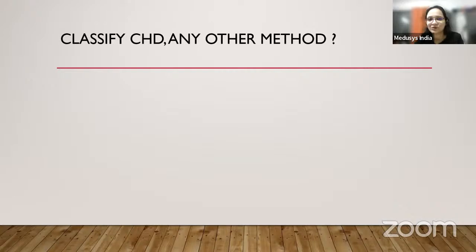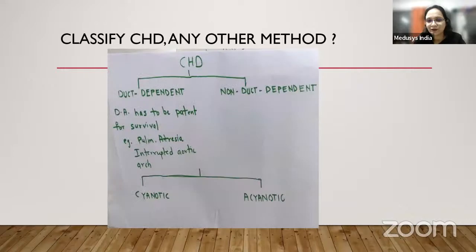So we can classify it simply as duct dependent and duct independent CHDs. Duct dependent would be anywhere where outflow is obstructed either from the left ventricle or the right ventricle. In the right ventricle it is pulmonary atresia, in the left ventricle something like coarctation of the aorta. In both these conditions we need a shunt to make sure that blood keeps flowing, so we need a patent ductus arteriosus. Duct independent lesions are those which do not require a patent ductus arteriosus. Okay, so your answer is correct. Actually, they are classified as duct dependent and non-duct dependent.